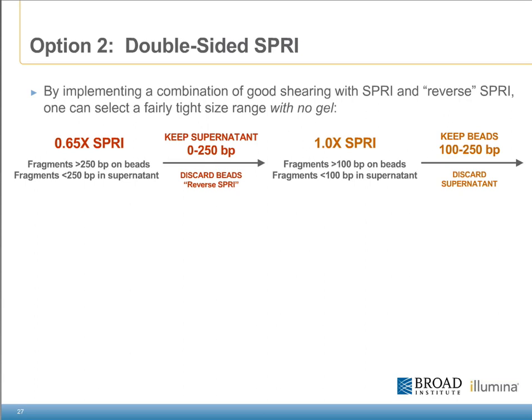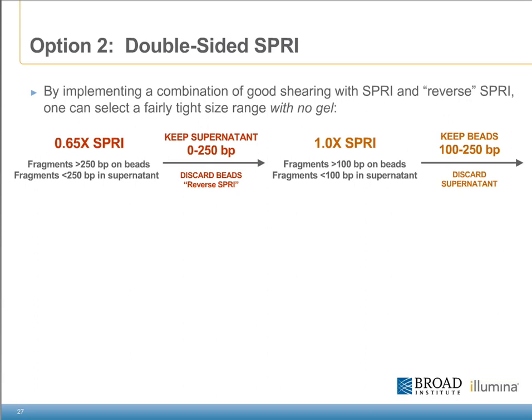What that does is bind fragments above 250 base pair onto the beads and leave everything below 250 in the supernatant. But instead of keeping the beads like we normally would, we're going to keep the supernatant and throw away the beads. So what that does is now we've kept everything 0 to 250. And because we've chucked the beads, we've gotten rid of the things that are above 250 base pair. We then take that supernatant and add some more SPRI. This is a larger X.